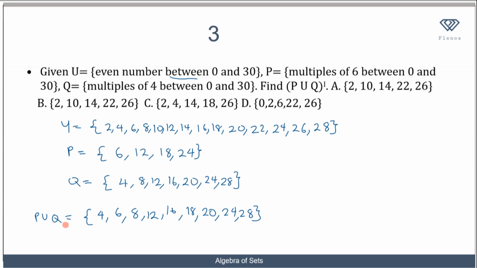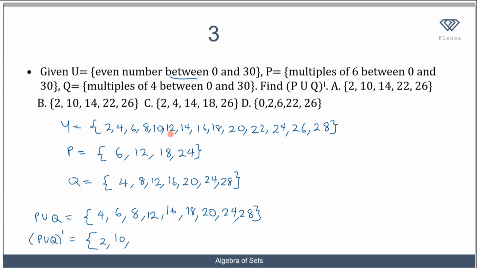But the question does not ask us to find the union of P and Q. It tells us to find the complement of P union Q. And what do we define as complement? We said the complement of a set are the elements that are not in the set but are contained in the universal set. So this set P union Q, what are the elements that are not in this set but are in the universal set? That is what we just need to figure out. So now we have to look for the ones that are not here but are here. The first one is a 2. Then we have 4 here, so we don't write that out. We have 6, we don't write that out. We have 8, we don't write that out. Then we don't have a 10 here, so we write out the 10.